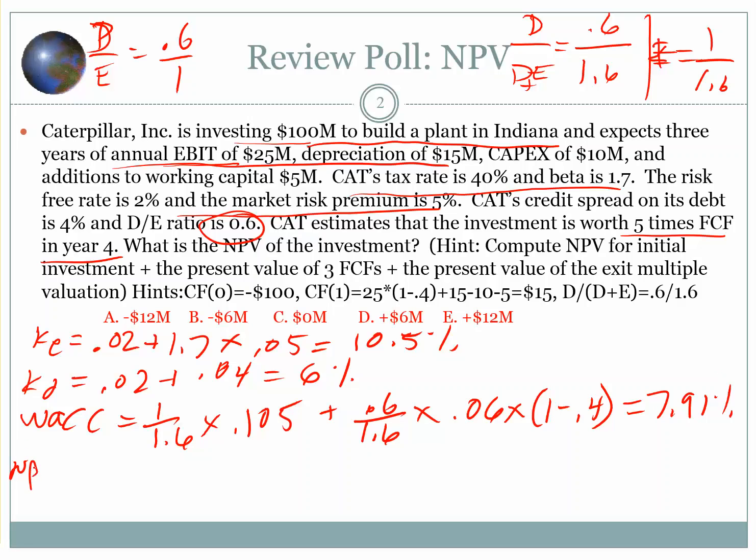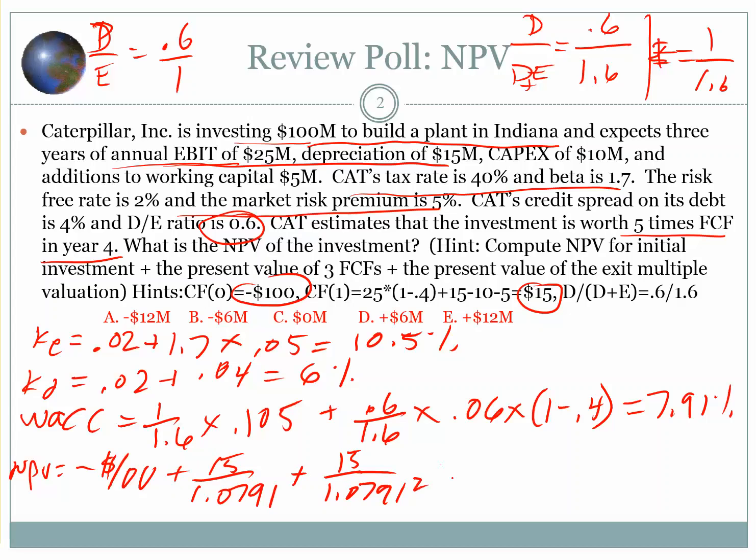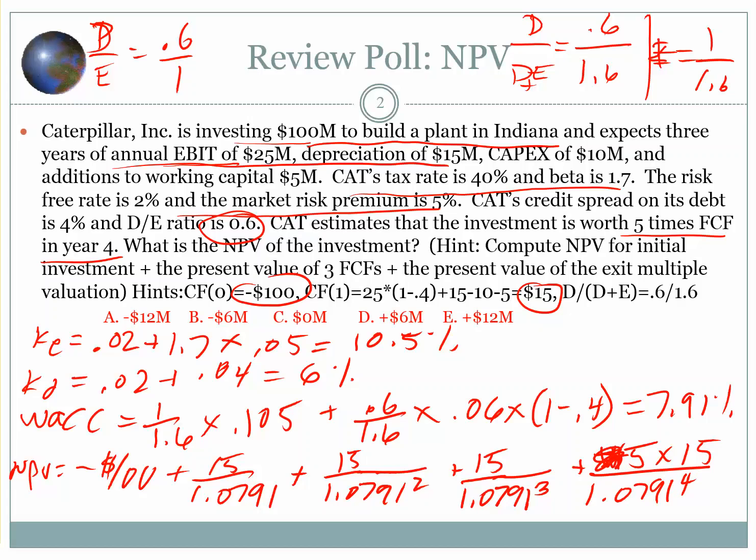And now I can just calculate my NPV. I'll value the cash flows. I gave you a hint down here. The cash flows are initially $100, and then subsequent cash flows are $15 for the first year, $15 for the second year, plus $15 the third year, and then the whole enterprise is worth 5 times free cash flows. So that's going to be 5 times 15 in the 4th year.